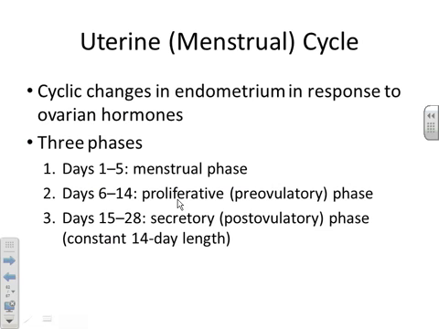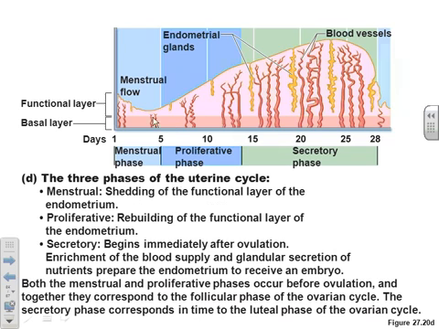From day 6 to 14, that's what we call the proliferative phase or the pre-ovulatory phase. Let's see if I can go to a picture. There we go. During the proliferative phase, that's when the lining of the endometrium begins to rise again. If we compare that to what's going on with the ovary, remember, this is where we're starting to see increasing levels of estrogen. So the higher the level of the estrogen, the thicker the endometrial lining is going to get. Then we enter into the last phase, which is the secretory phase.